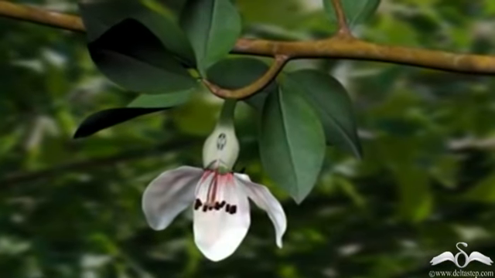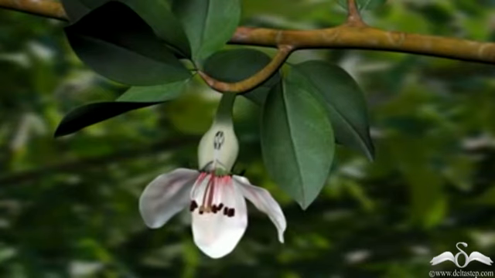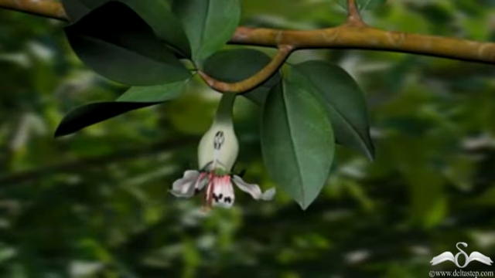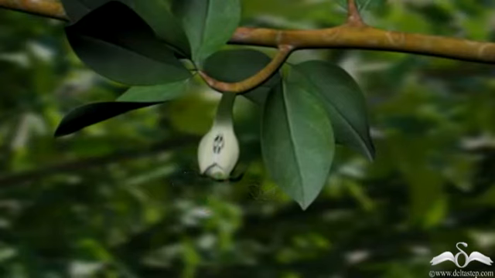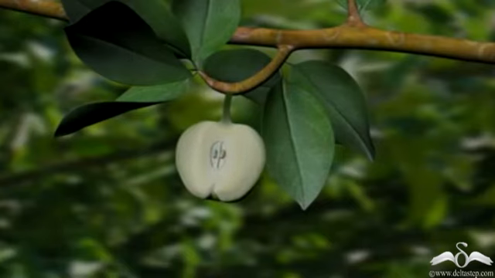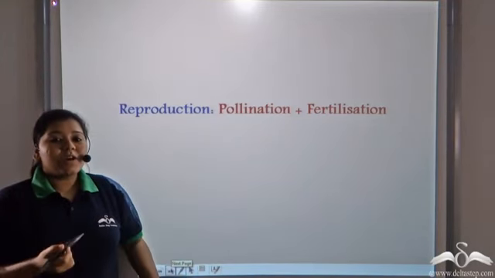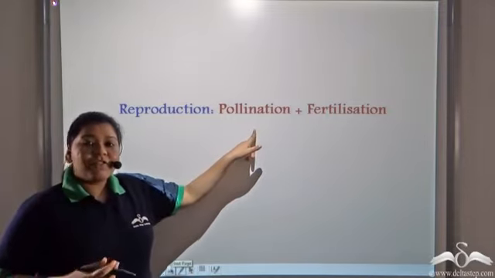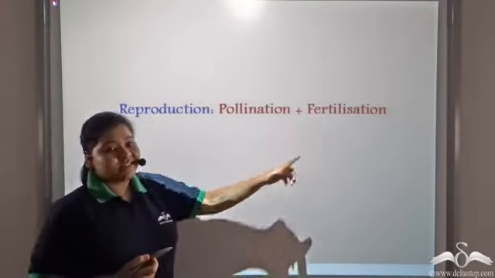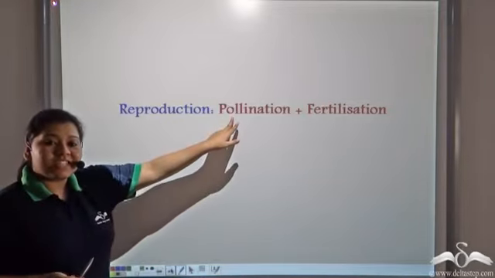Now, we've discussed this before, that flowers over time convert into fruits. So fruits are nothing but converted flowers. See, this is an apple flower which gets slowly converted into an apple fruit. So reproduction is brought about by pollination, followed by fertilization. In this lecture, we are going to focus more on pollination.